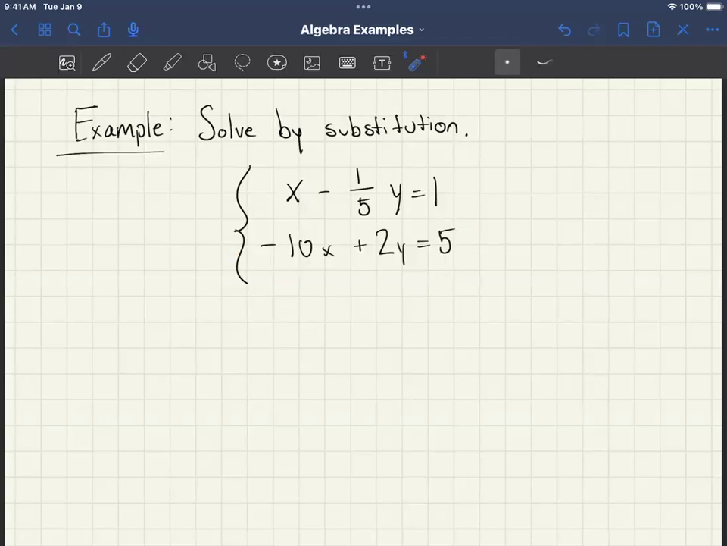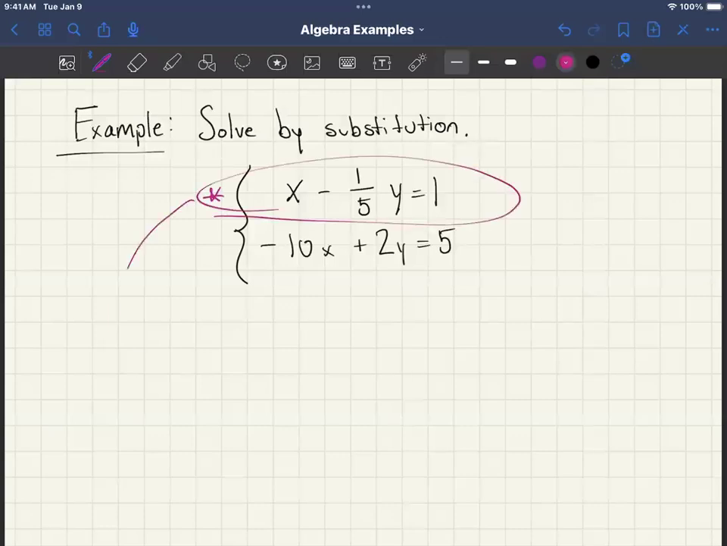When we deal with substitution, we're going to pick one of the equations and we're going to solve for one variable in terms of all the other variables. In this case, we only have two variables, so we're going to solve it in terms of the only other variable. It really doesn't matter which equation we pick. Basically, dealer's choice. This time I'm going to pick the first one. Again, it really doesn't matter.